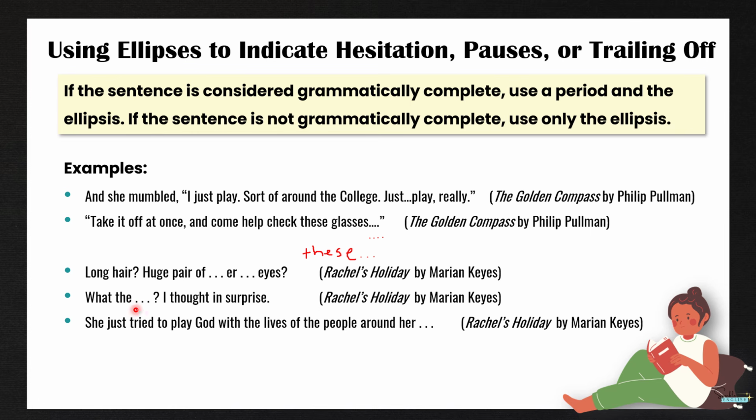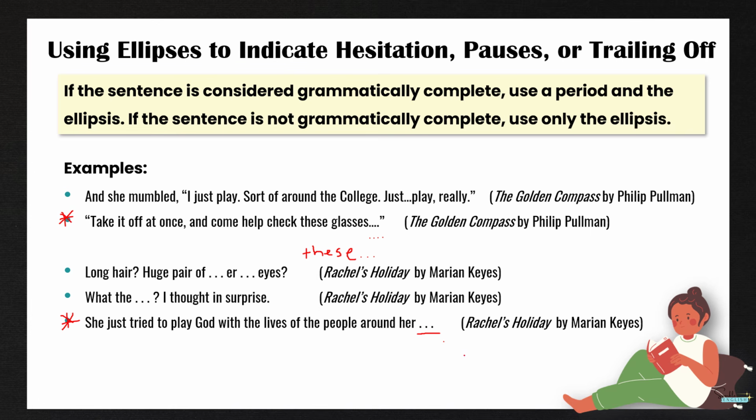"What the... ? I thought in surprise." "She just tried to play God with the lives of the people around her..." Again, you can see the difference between Philip Pullman's style and Marian Keyes' style. Because with him, he decided to use a period after the ellipsis because this was a grammatically complete sentence. Now, Marian Keyes has decided just to use the ellipsis. Even though this is a complete sentence, she has not added a period after the ellipsis.